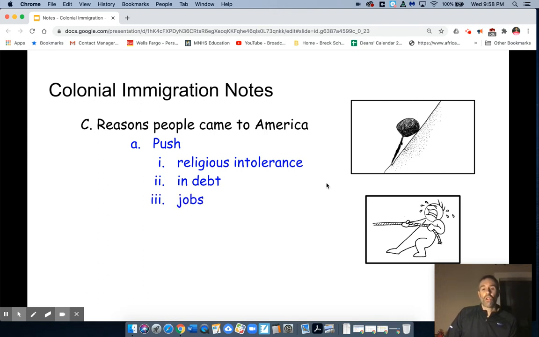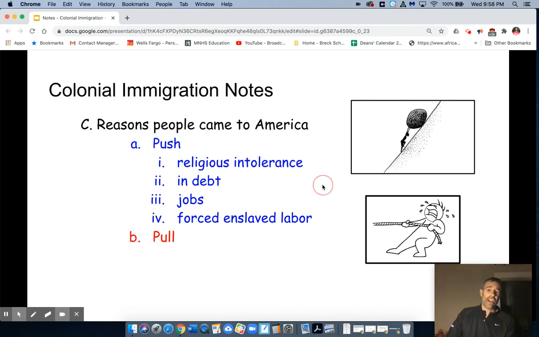Jobs, looking for work. Work wasn't available in crowded cities back in London, for example. So getting out of there and finding a job in this place called America was enticing to some people. And forced enslaved labor. So that was another push factor, that people were being pushed out forcibly to this land that is now called America.